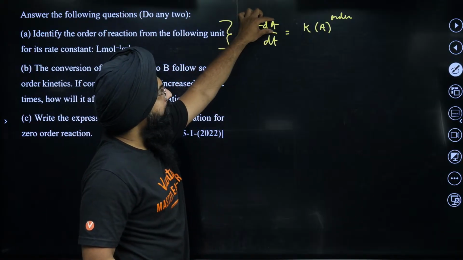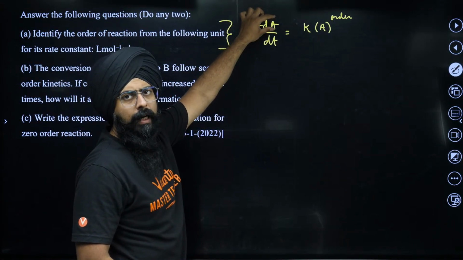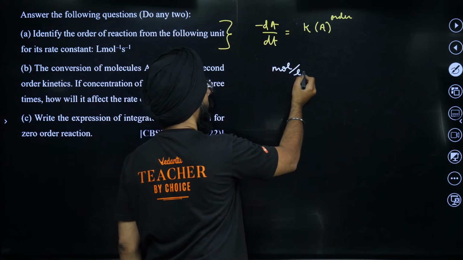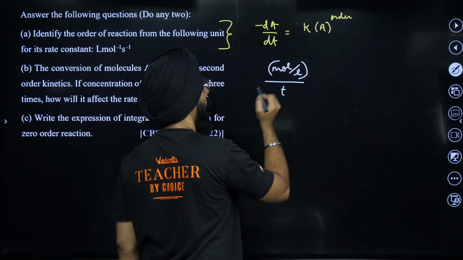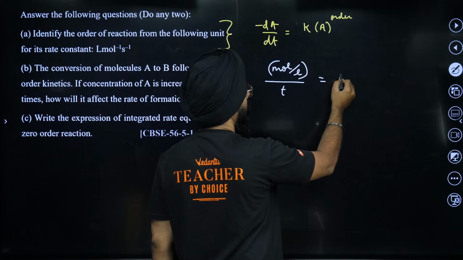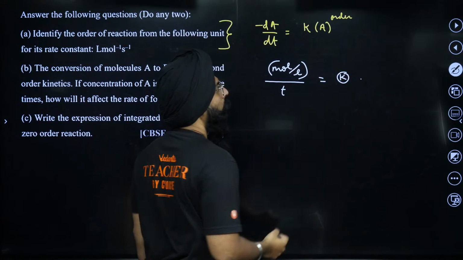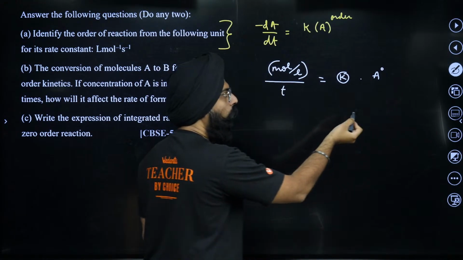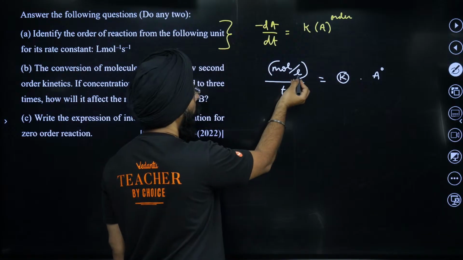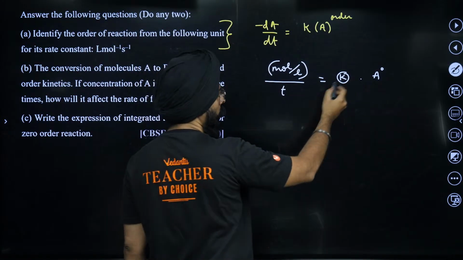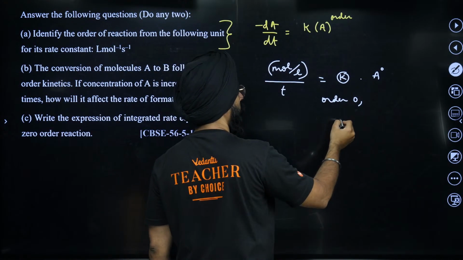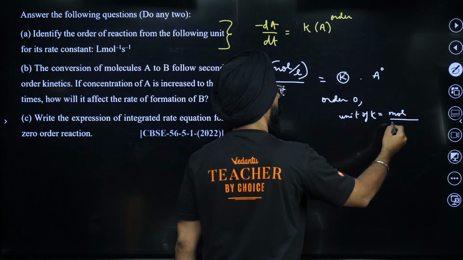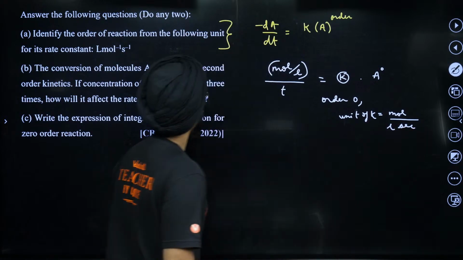On the left hand side, what is this? This is dA. A is concentration. Concentration is mole per liter upon time. Right hand side, K unit, I don't know, into A to the power order. Now, let's say order is 0. If order is 0, the unit of K is mole per liter per second. So, order 0, unit of K is equal to mole per liter per second.